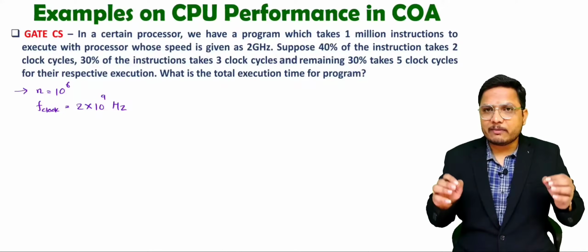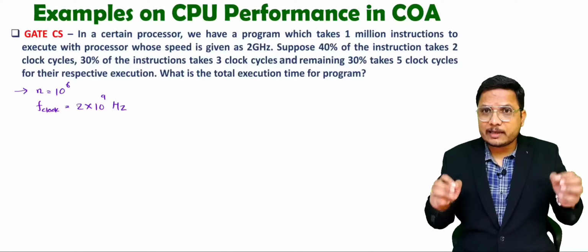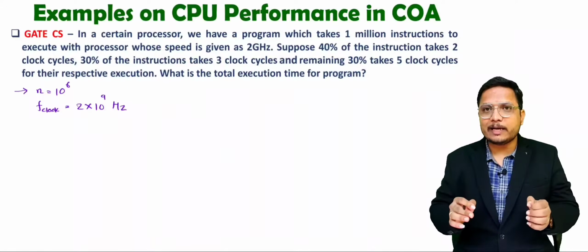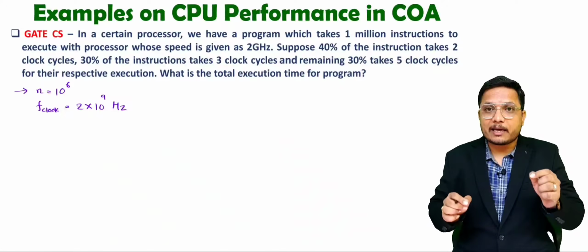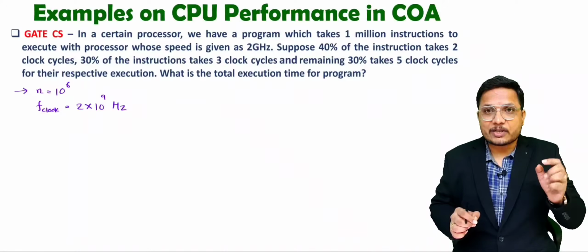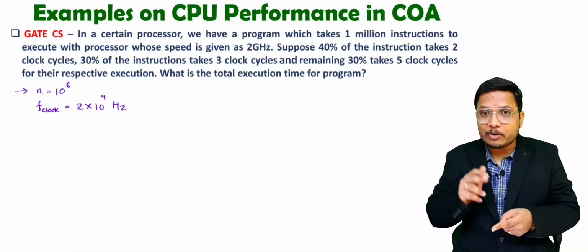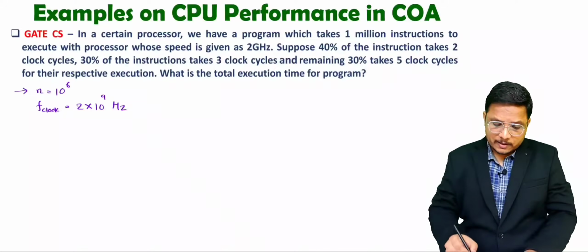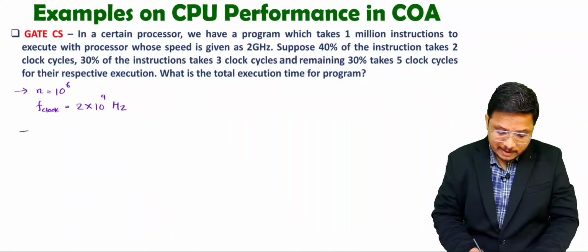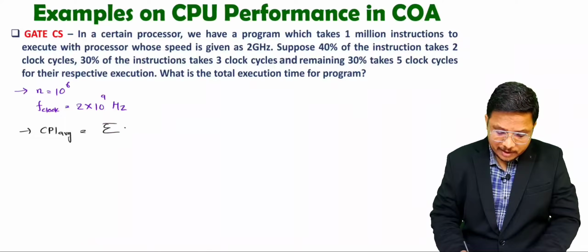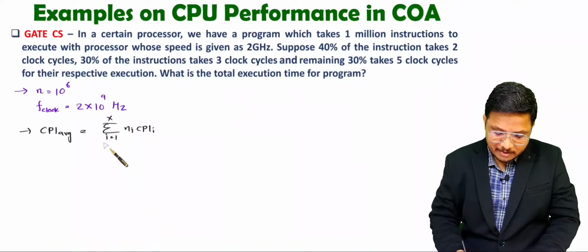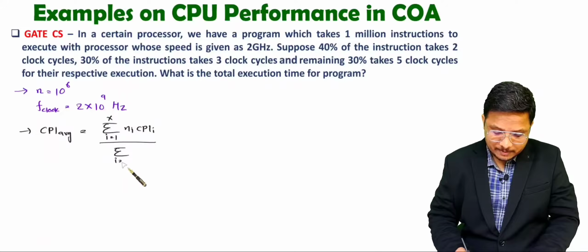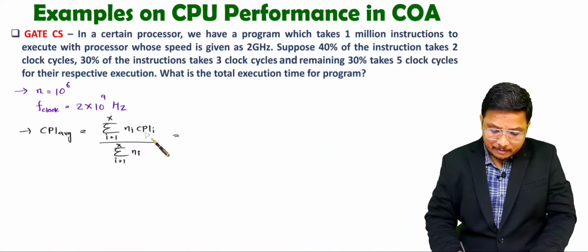So here, my dear students, whenever a question is based on total execution time, first of all you will have to calculate average CPI. CPI means clock per instruction. So average CPI that you will have to calculate first every time, right? First of all you should know the basic formula of average CPI. So average CPI is summation of Ni CPI where i varies from 1 to x, divided by summation of Ni where i varies from 1 to x. Now here, what is Ni and what is CPI?